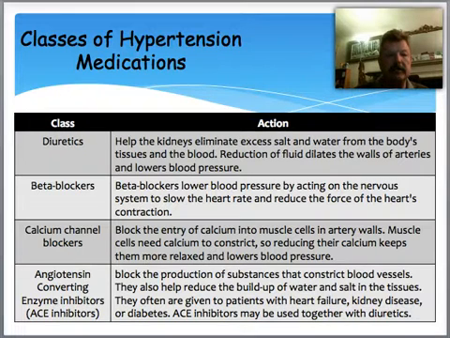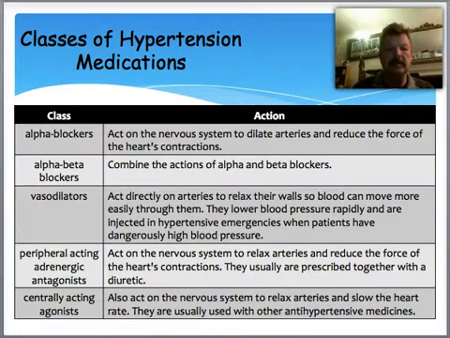Angiotensin-converting enzyme inhibitors, or ACE inhibitors, block the production of substances that constrict blood vessels. They also help reduce the buildup of water and salt in the tissue. They're often given to patients with heart failure, kidney disease, and diabetes. ACE inhibitors may be used together with diuretics.